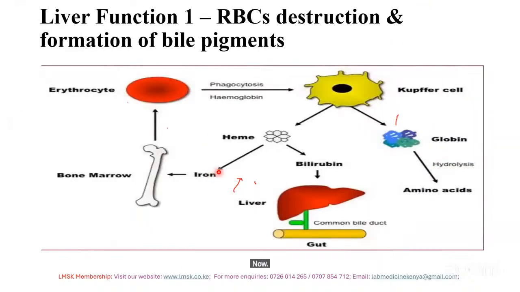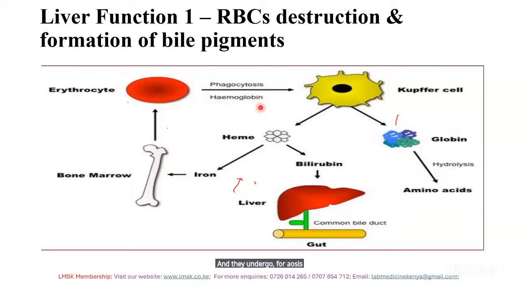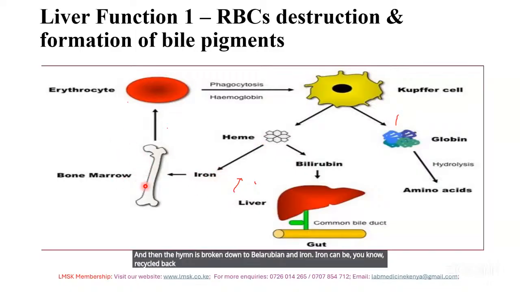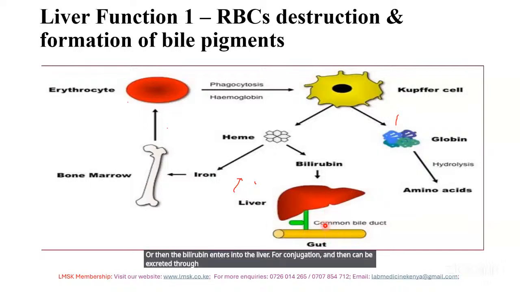Now, the other function is, of course, in RBC destruction and formation of bile pigments. We can see that these are red blood cells, which are manufactured in the bone marrow, and they undergo phagocytosis, and hemoglobin is broken down through the function of the Kupffer cells, which phagocytose these RBCs. And then the heme is broken down to bilirubin and iron. Iron can be recycled back into the bone marrow for use, or the bilirubin enters the liver for conjugation, and then can be excreted through the gut, the GIT, through the fecal matter.